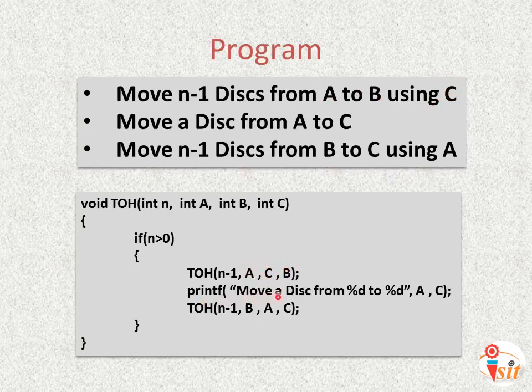And the next step is printf moved from A to C. That's it. And third, n minus 1 disk. This is source, this is destination, this is the middle tower. So source, destination, and this is the middle tower. So this is how the algorithm is devised based on the 3 steps we have seen.